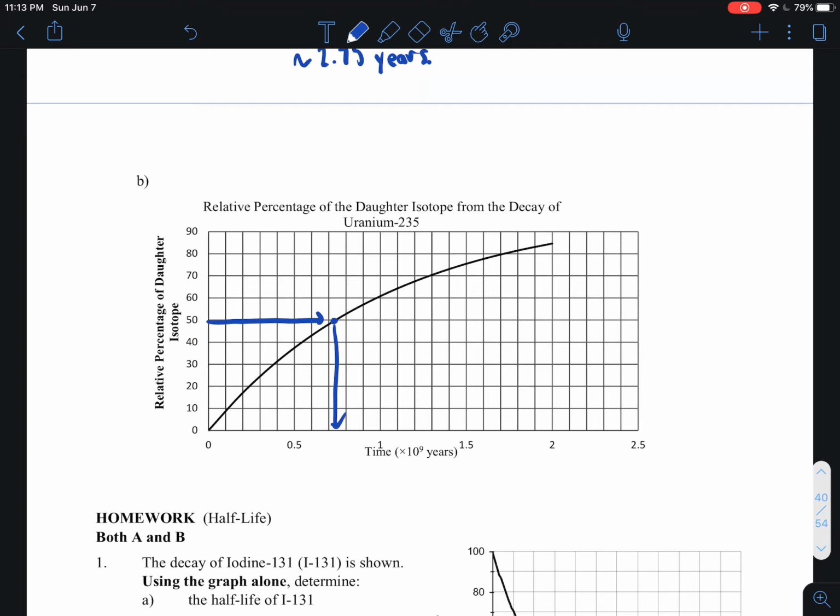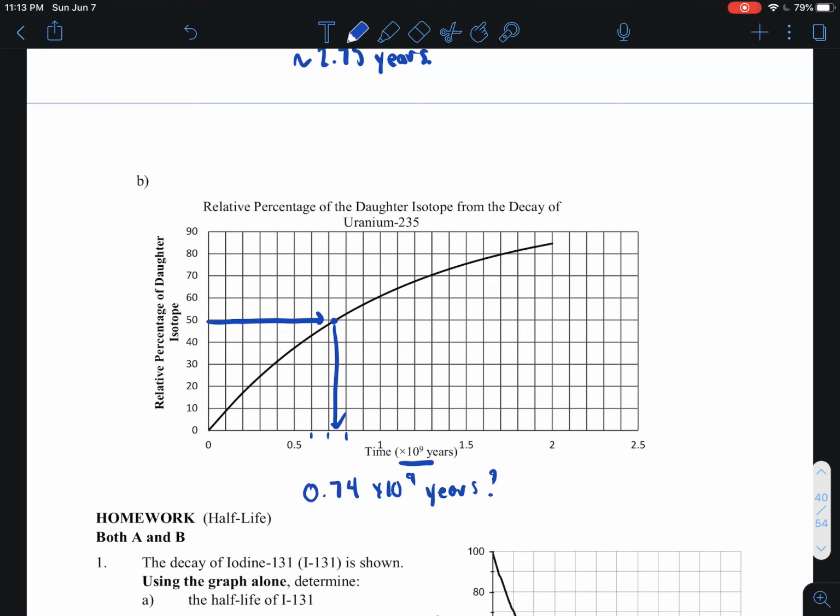So once again, a little bit of a scale here, times 10 to the power of 9. So if this is 0.5, 0.6, 0.7, 0.8, so maybe it's 0.74 times 10 to the 9 years. Okay, once again, that's going to be an approximation.